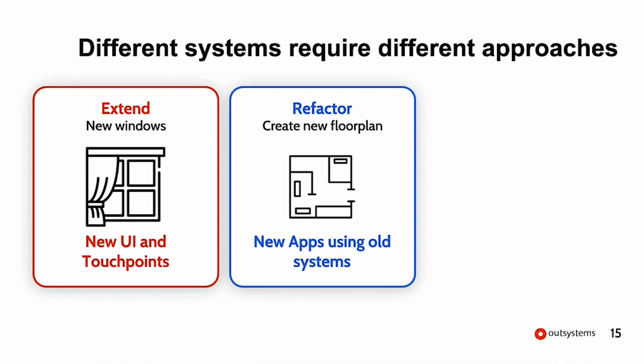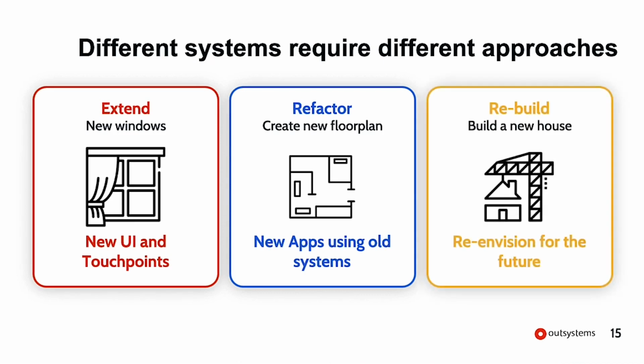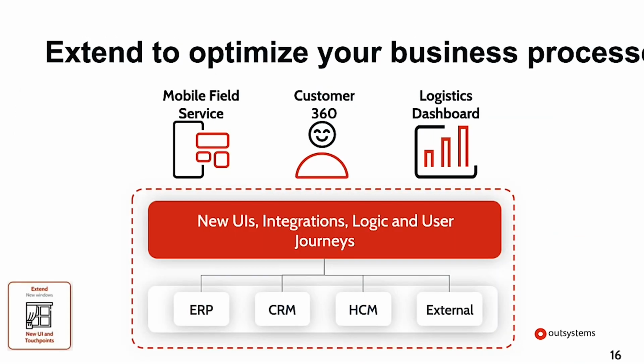And then finally, rebuilding. Rebuilding allows you to, in my house analogy, I need a new house. I can't renovate it any further. And OutSystems allows you to rebuild, but you can actually re-envision for the future as you're going through it. Now, I'm going to go into each one of these individually.